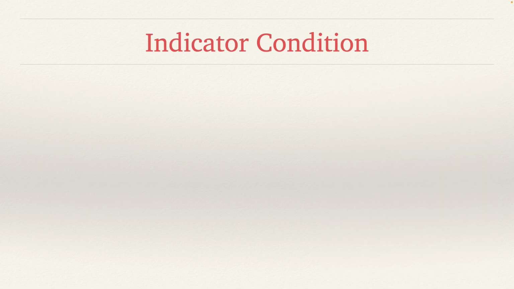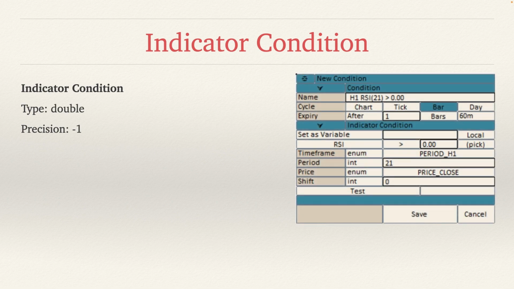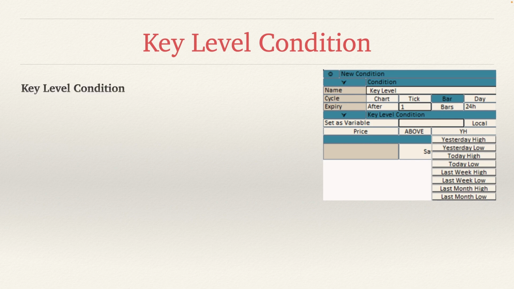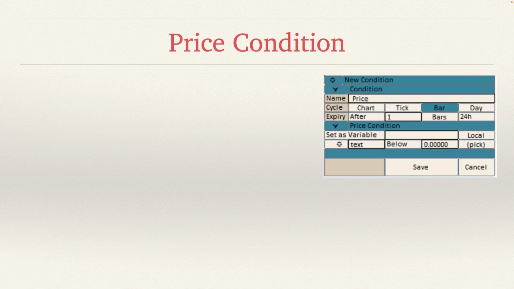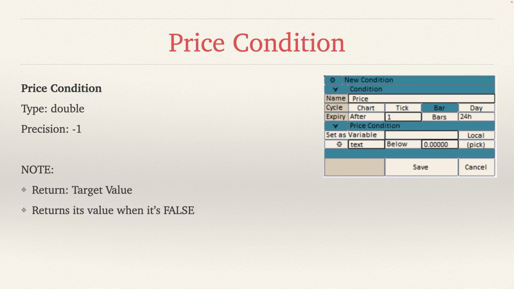The indicator condition always returns double. An indicator might intend that a return value be treated like a different data type, but it is a constraint of MQL4 that it is actually a double. The key level condition is a double data type with a precision of -1. It is always representing price data. The price condition is the same. It's always a double with a precision of -1 representing price. The price that is returned is the target price, the price that it is looking for.